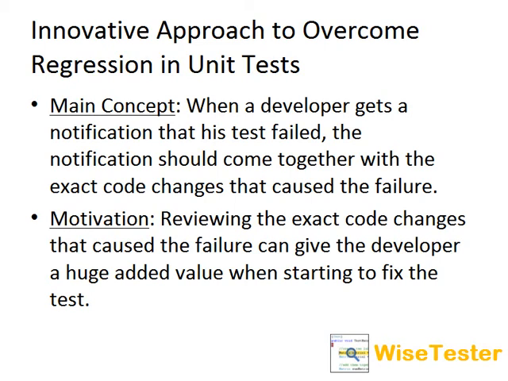Regarding the motivation, reviewing the exact code changes which caused the test to fail can give the developer a huge added value when starting to fix the test. In many cases, the developer will understand right away how the code changes which broke the test caused the problem, so it is only left for him to apply the right solution, skipping the exhausting step of debugging the test to find the problem. In other cases, it makes the developer more focused on where to look for the problem.